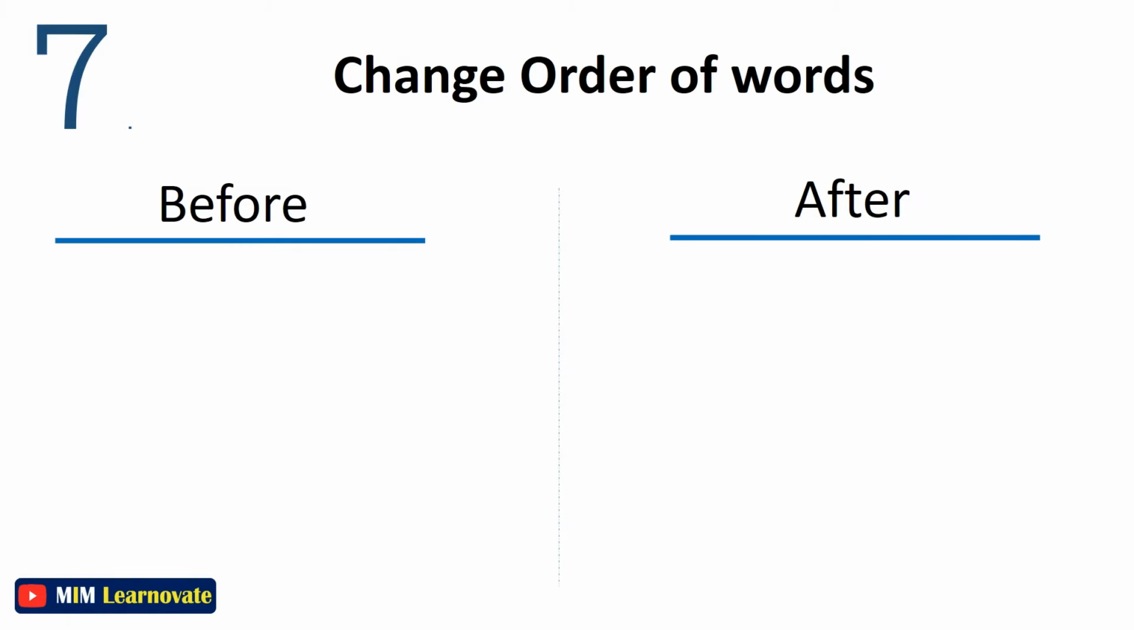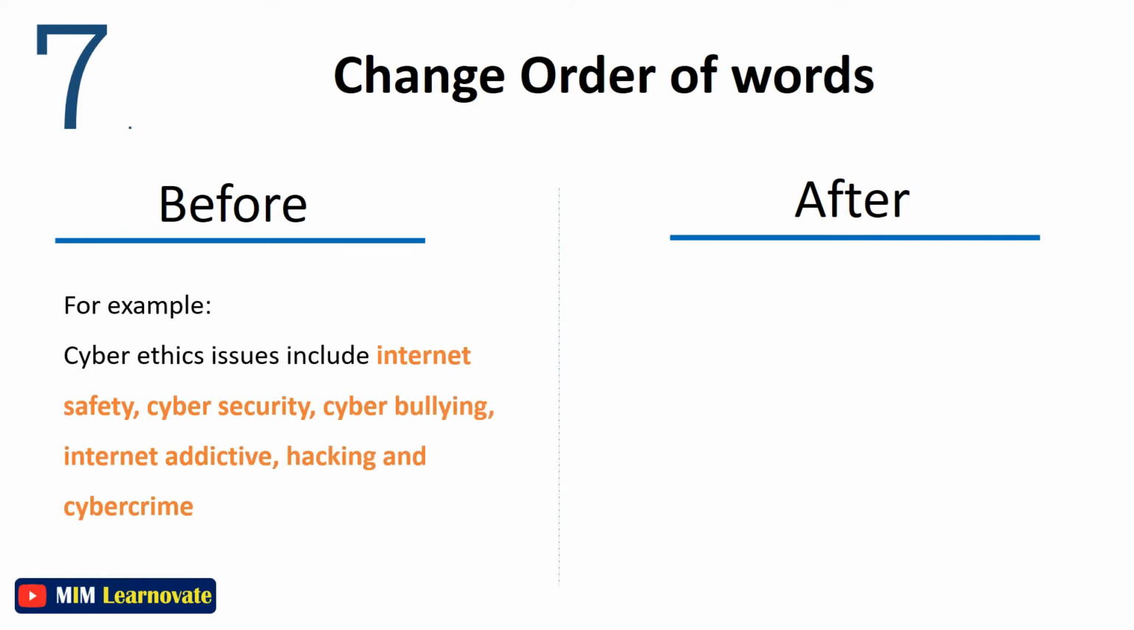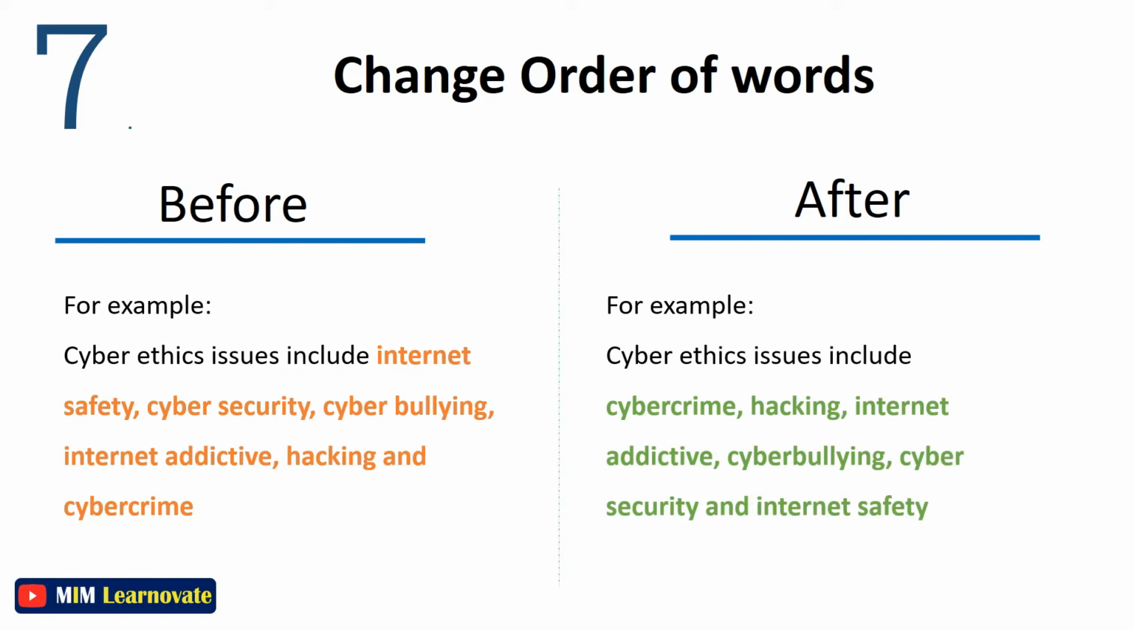Tip number 7. Change order of words. For example, cyber ethics issues include internet safety, cyber security, cyberbullying, internet addiction, hacking and cybercrime. In this sentence, the order can be changed. It can be written as cyber ethics issues include cybercrime, hacking, internet addiction, cyberbullying, cybersecurity and internet safety. You can see the last one, cybercrime, is written first. In this way, I have changed the order of words.